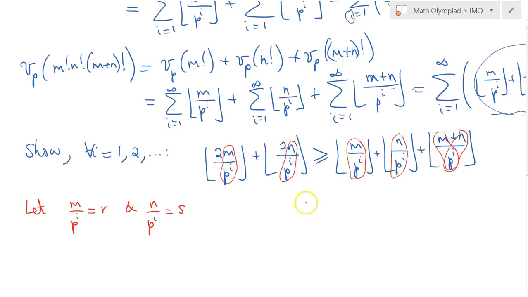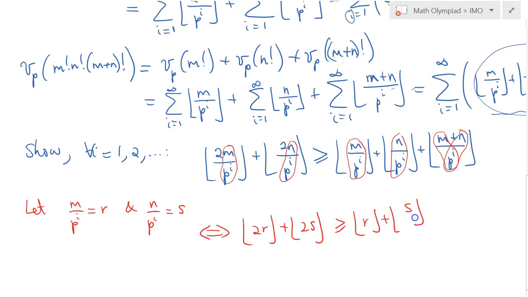So the expression that we want to prove is equivalent to proving that 2r plus 2s is greater than or equal to r plus s plus r plus s. If I can show that this holds, then I would be done.